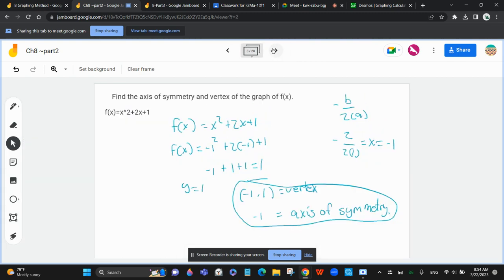Okay, and then the next slide. So we find the axis of symmetry, negative b over 2a, and we get negative 1, and then we get the vertex at negative 1. If we have negative 1 squared, it actually equals negative 1 times itself, negative 1, so negative times negative, we get positive 1.